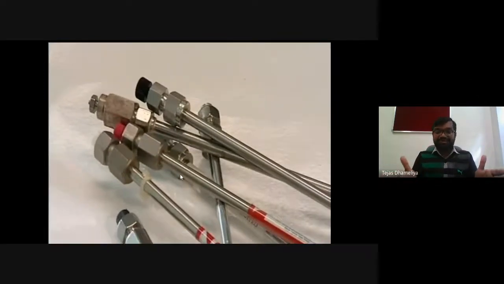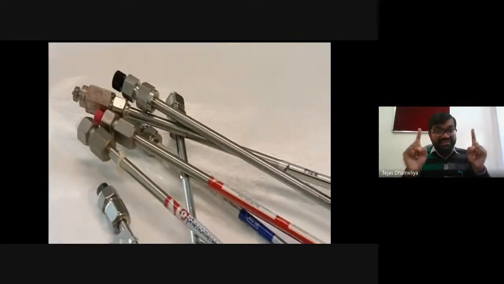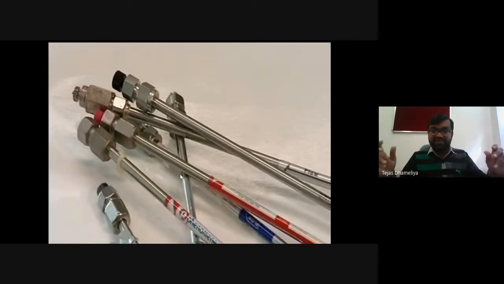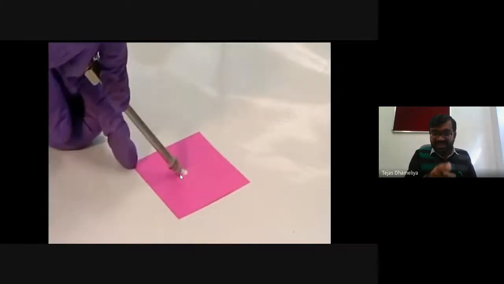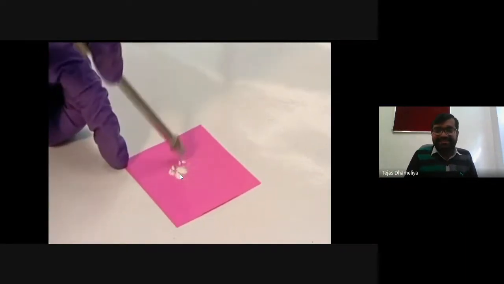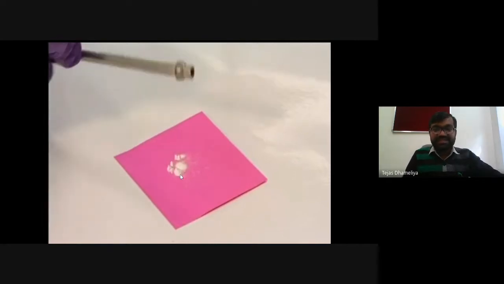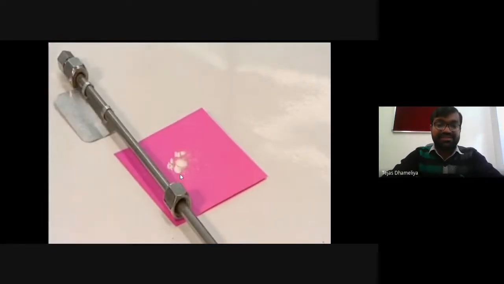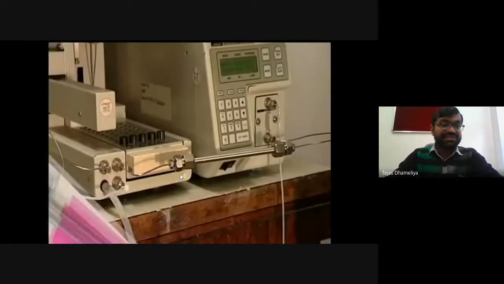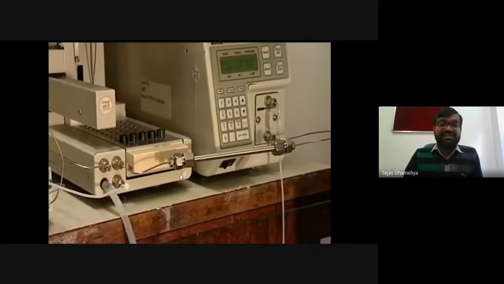These are the columns which are used in HPLC. They are made of stainless steel and have screw bolts and nuts at their ends. Inside the column there are silica particles like this. These are the particles used for column chromatography, as you can see on the screen.